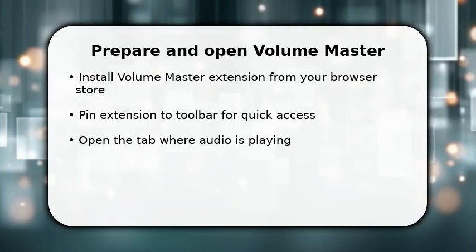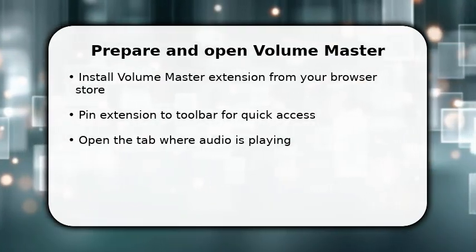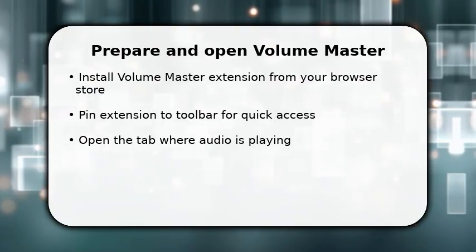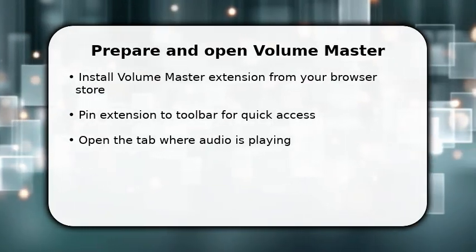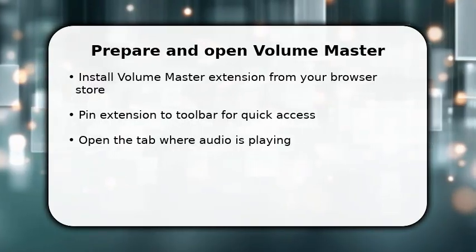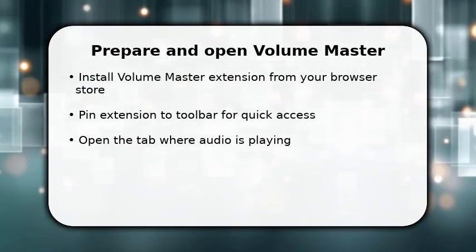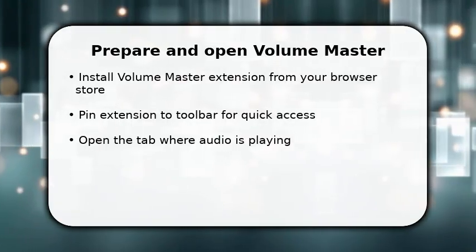Enjoy the video. You start by installing and pinning Volume Master so it stays visible. Once done, open the tab that has the audio you want to adjust and click the extension icon. You do this now because Volume Master controls per tab output, not system sound. That distinction matters if you want to silence one video while keeping others audible.